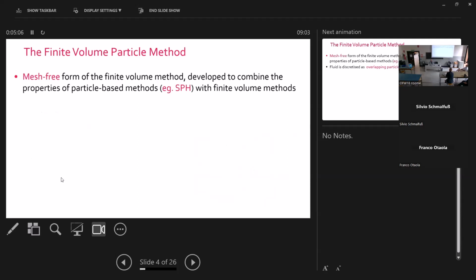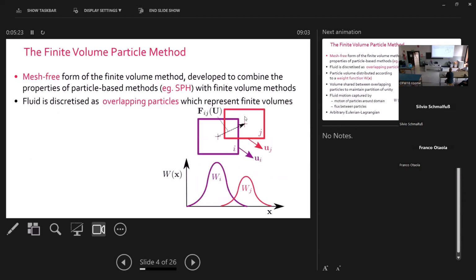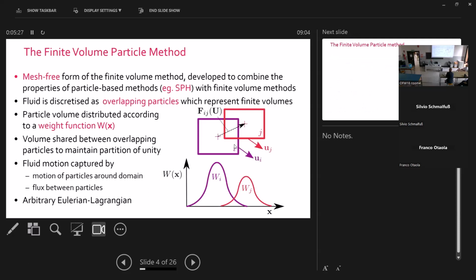It was developed at the University of Kaiserslautern by Dietmar Hietel. And their aim was to combine the advantages of mesh-free Lagrangian methods with the rigorous foundation of the finite volume method. The fluid is discretized as a field of particles which represent finite volumes. You can see it here on the right. And for these particles, the fluid motion is captured by two means. They move around the domain, and there's also flux between the particles. So it's an arbitrary Lagrangian scheme. The volume of each particle is distributed according to a weight function, which you can see here on the bottom. It is a normal distribution, although it doesn't have to be a normal distribution of volume within the particle.